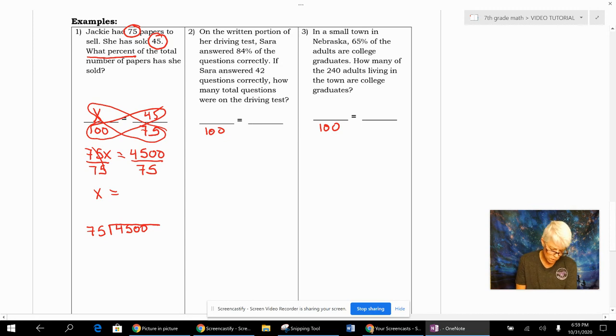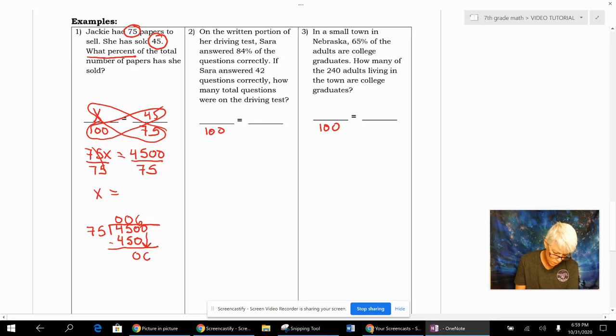Now 75 doesn't go into 4. 75 doesn't go into 45. 75 does go into 450 exactly 6 times. 6 times 75 is 450. And no, I didn't just think that up really quick in my head. I already had it figured out.